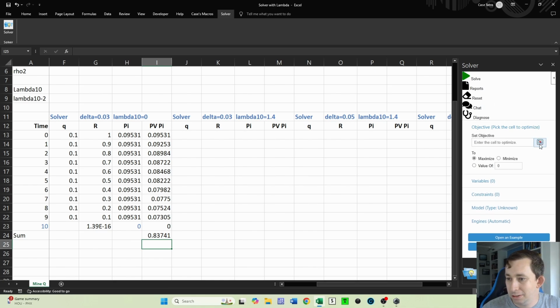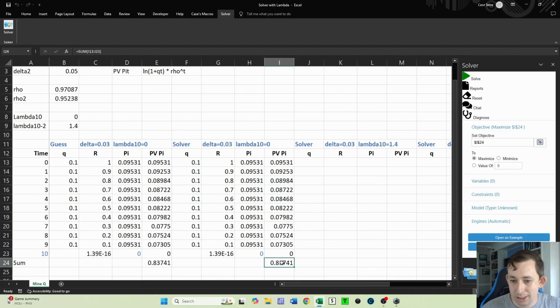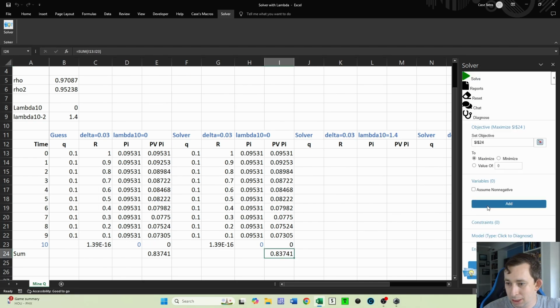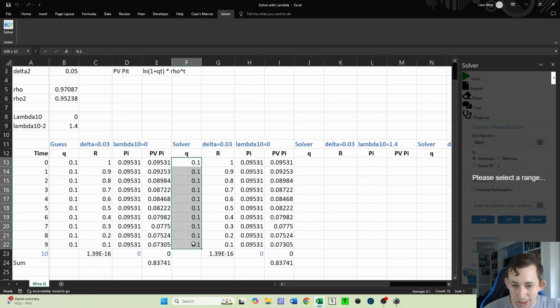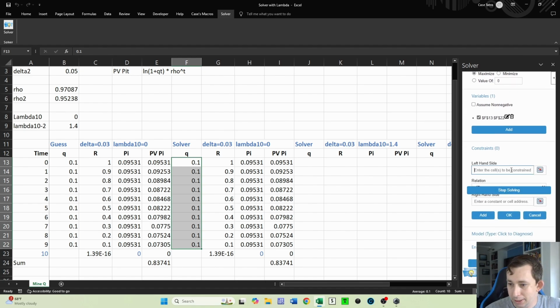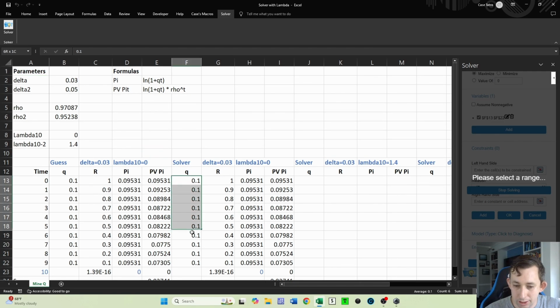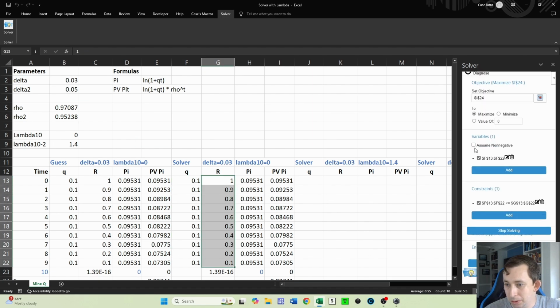It's actually a little easier to use because now I have to click this button in order to choose my cell. So I'm trying to maximize the present value of pi. My variables I'm going to add. And my variables are going to be my Q of t's, so these right here. And I'm going to assume non-negative for all of them. Okay, and then for my constraints, I'm just going to add my constraint. And my constraint is going to be that this Q right here in every period should be less than or equal to these right-hand sides, or the amount of stock that I have. So I'll go ahead and click OK.